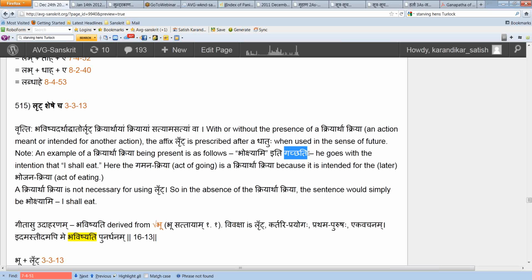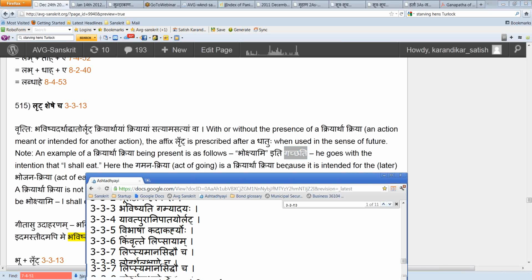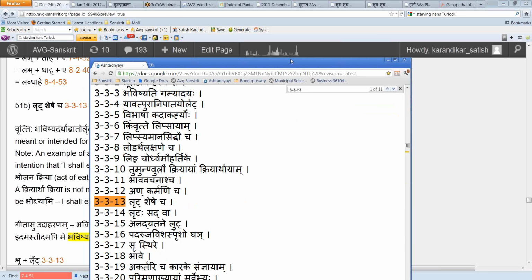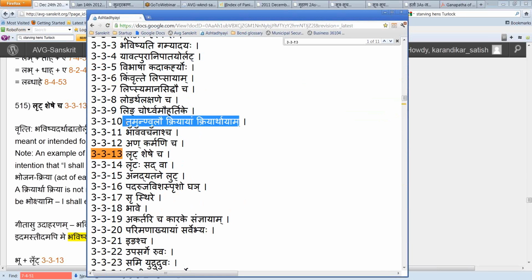See, if you want to keep it simple right now, you can simply understand that lut can be used in the future tense. And later on, when we learn this sutram, tumun nulau kriyayam kriyarthayam, we will remind ourselves that even when kriyartha kriya is there, lut can still be used. But for the time being, just remember that lut can be used in the future tense. When a dhatu denotes a future action, it can be used.